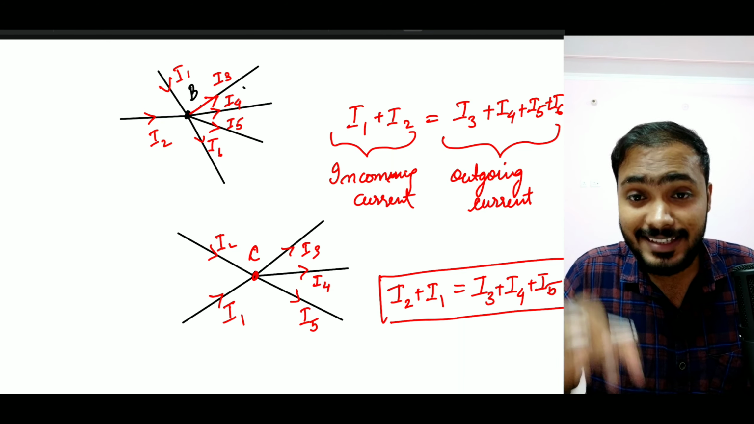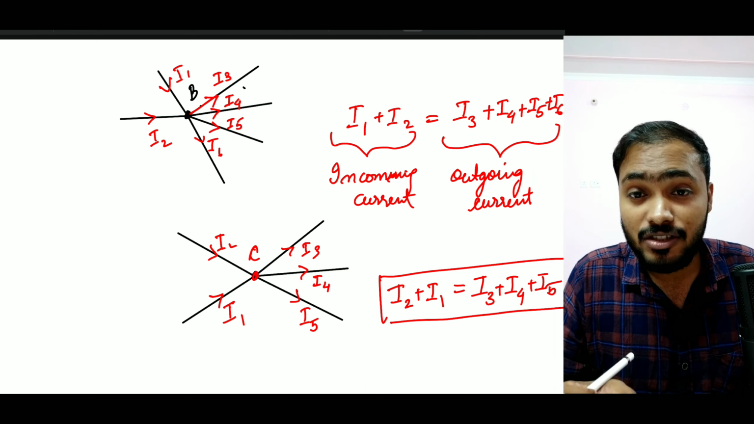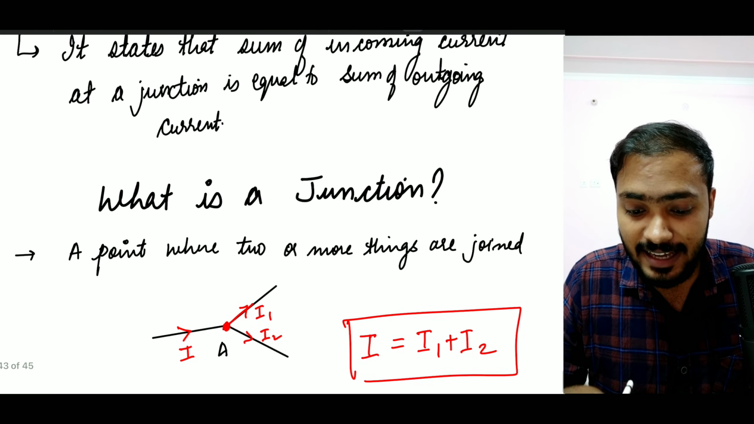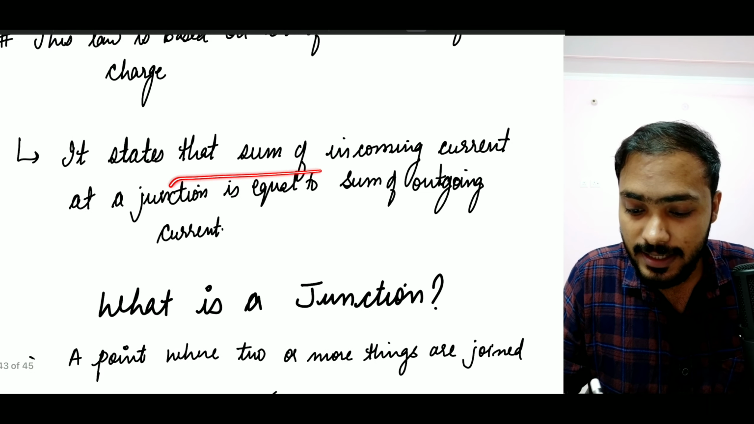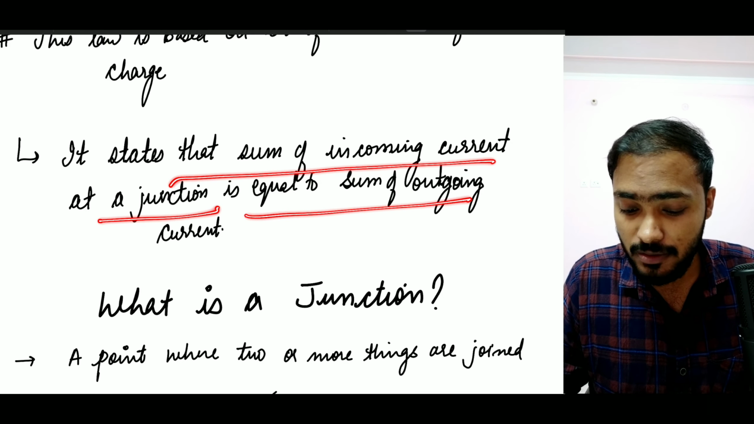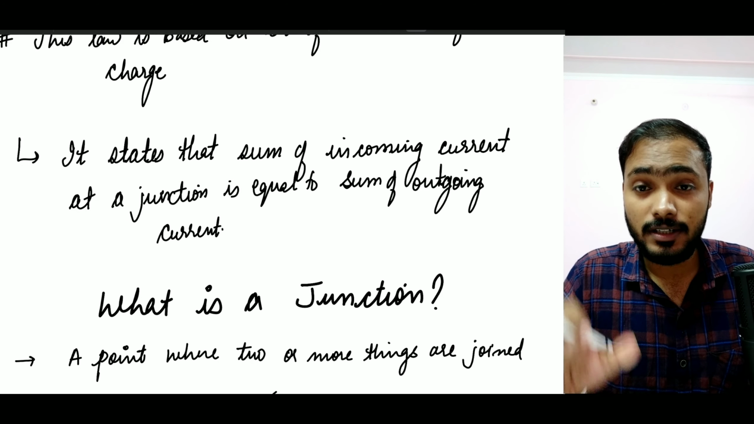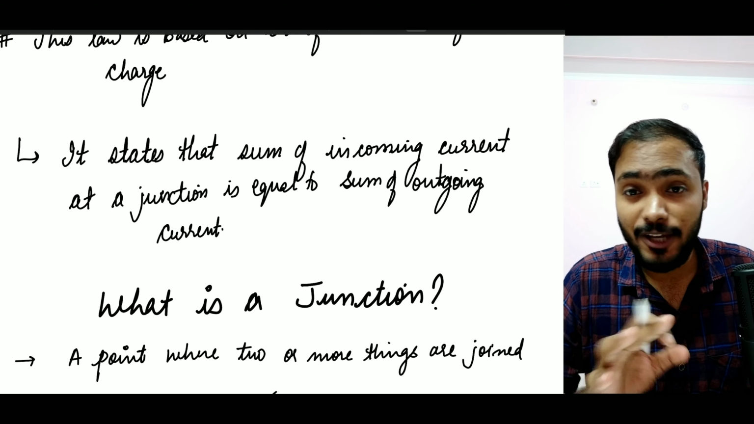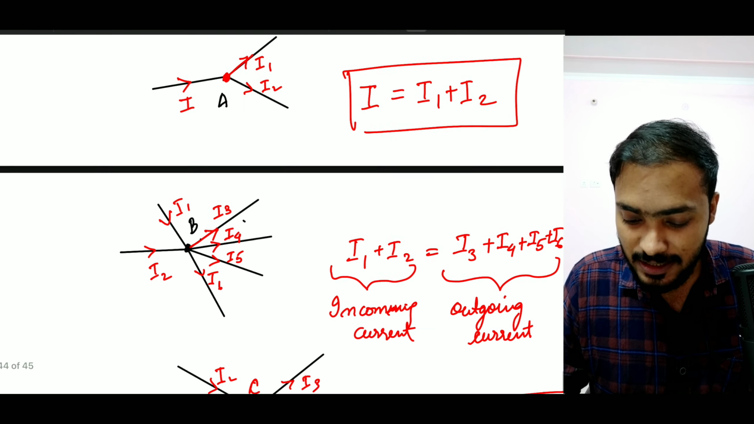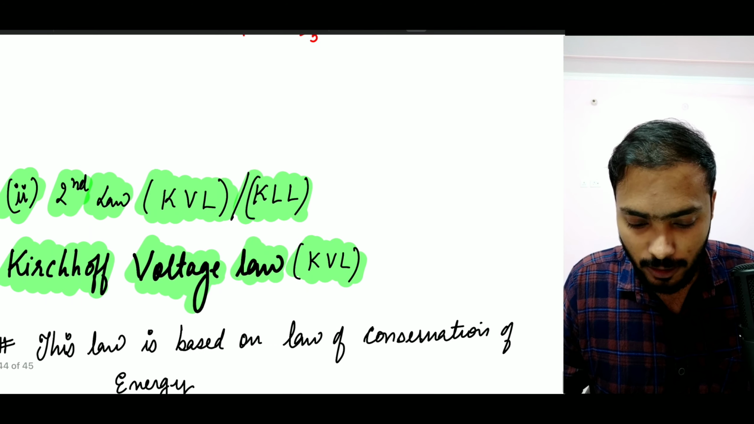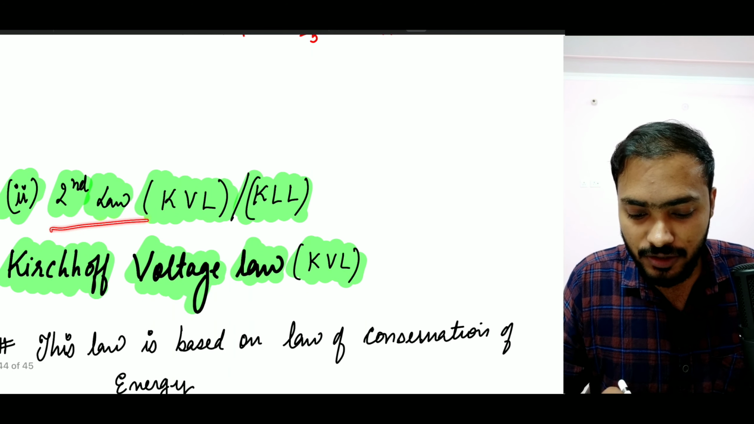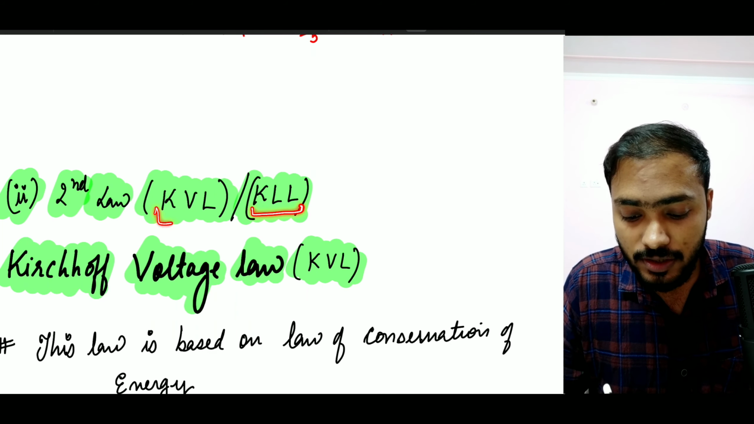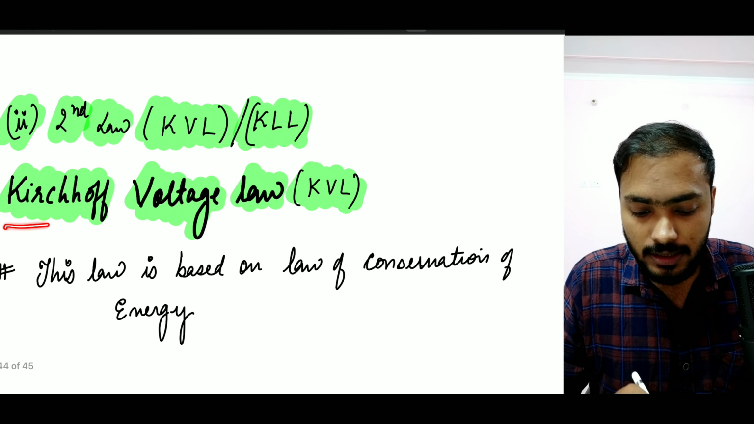Yes. Okay, so this is what your Kirchhoff's current law states: the sum of incoming current at a junction is equal to the sum of outgoing current. This is all that your Kirchhoff's first law, that is your Kirchhoff's current law, talks about. I hope that's understandable, right? Okay, if that is clear, let's move to the second law, that is your Kirchhoff's KVL, or we also call it Kirchhoff's loop law or Kirchhoff's voltage law, right? This is Kirchhoff's voltage law.